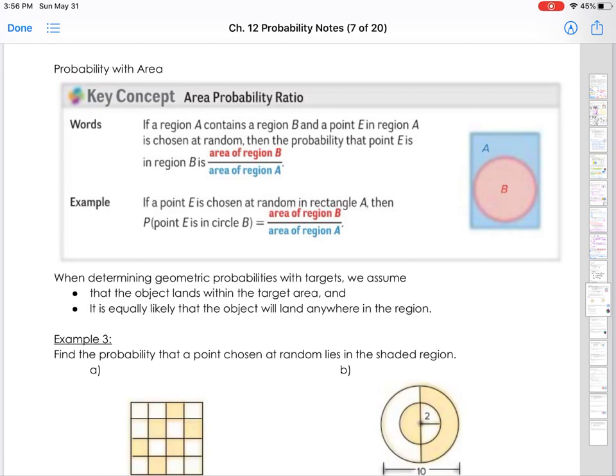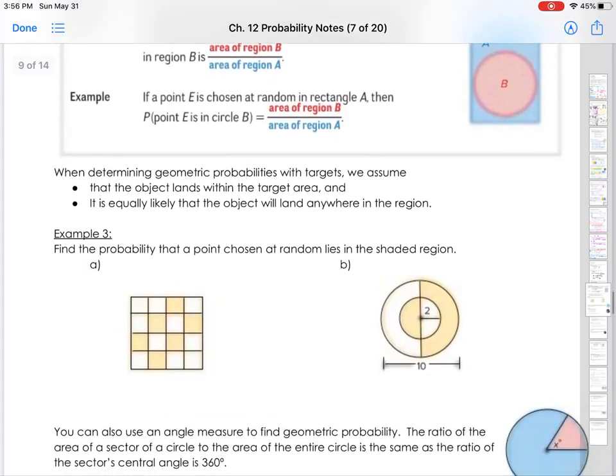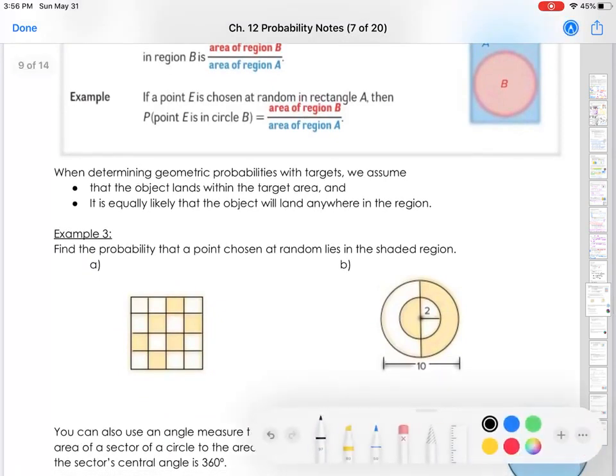All right, so area. If a region A contains a region B and a point in region A is chosen at random, then we want to know the probability of it being in B. So again, it's the same concept. The area of the one you want to know if it's in divided by the area of the entire thing. So when determining geometric probabilities with targets, we assume that the object will land within the target area.